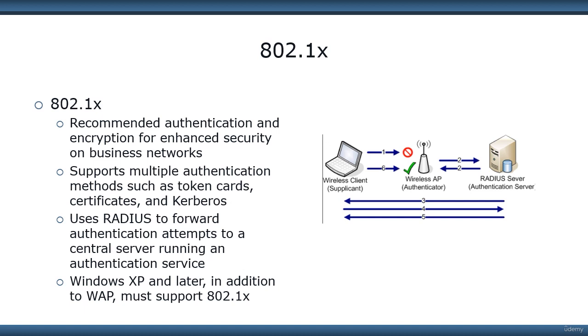Okay, RADIUS is a standard protocol that's used for remote access and beyond. Technically, Windows XP and later support 802.1x. The wireless access point needs to support 802.1x. That's sort of an antiquated statement. We really shouldn't have that problem these days. The vast majority, if not all, access points will support functioning as a RADIUS client.